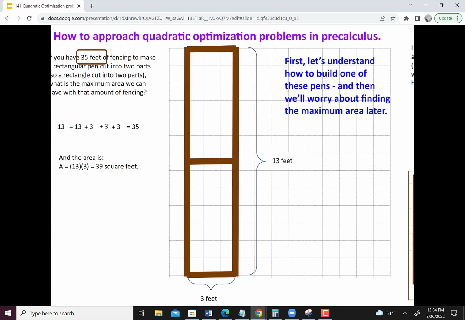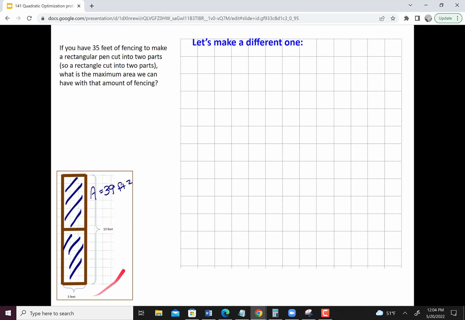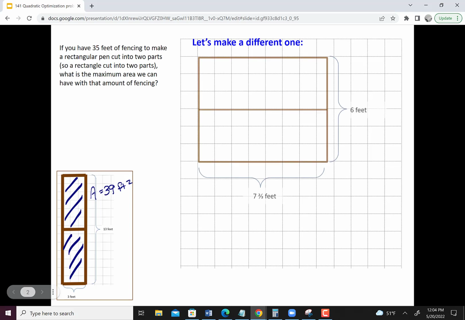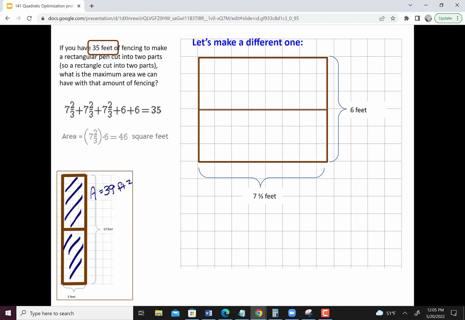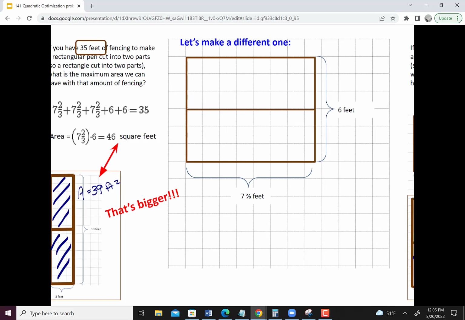So that's one example. Let's make a different one. I have this one on the left-hand side just so we can remember what we did. Here's another one, just made it up. I went ahead and made it 6 feet by 7 2/3 feet. If you add up those 5 sides, you again get 35. So it's the same problem, just a different way of doing it. And if you figure out the area, 7 2/3 times 6, it's actually 46 square feet. So this one's bigger, a better area. It's better in terms of the fact that we want a maximum area.